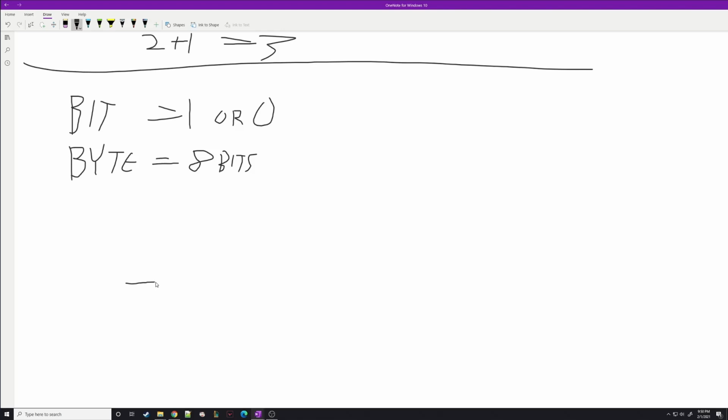So let's draw out 8 placeholders, and we are going to talk about them. So this is a byte right here that we have. What we are going to do is start off by drawing out the exponents down here with the base for all these different placeholders. So we're going to go with 2 to the 0th, 2 to the first, 2 to the second, 2 to the third, 2 to the fourth, 2 to the fifth, 2 to the sixth, and also 2 to the seventh.